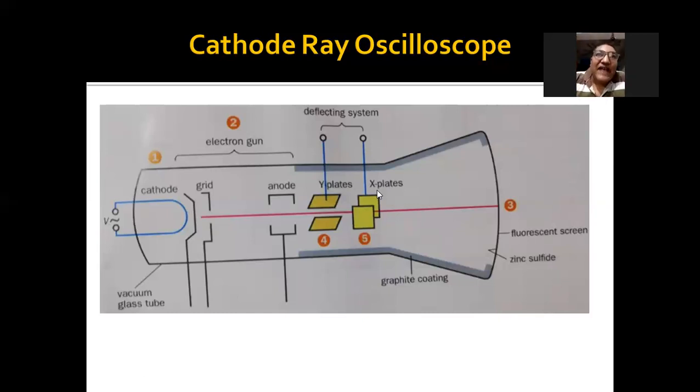And then we have the X plates. These X plates are responsible for moving the beam of electrons on the screen from right to left and from left to right. So they are responsible for moving the beam of electrons horizontally. So Y plates move the beam of electrons vertically, and the X plates move the beam of electrons horizontally. This is called the deflecting system, and this is the basic structure of the cathode ray oscilloscope. I hope that it is clear to you.